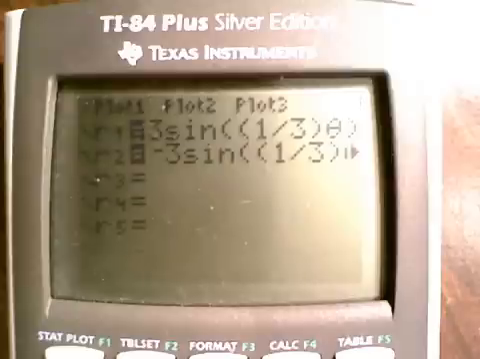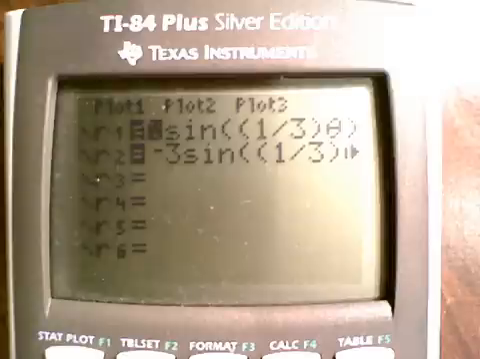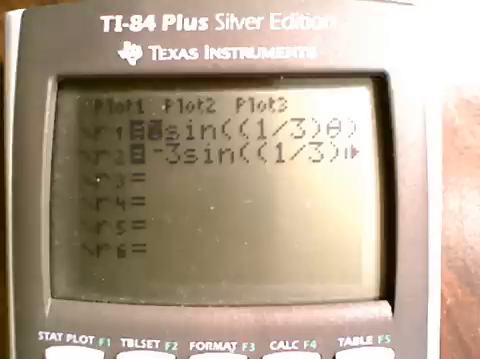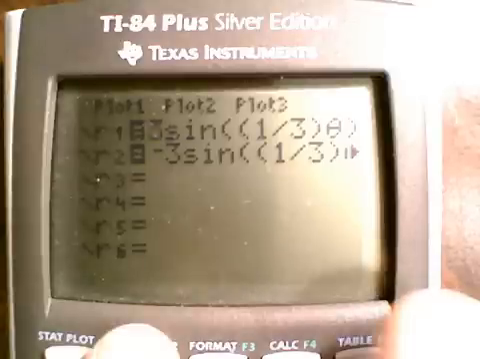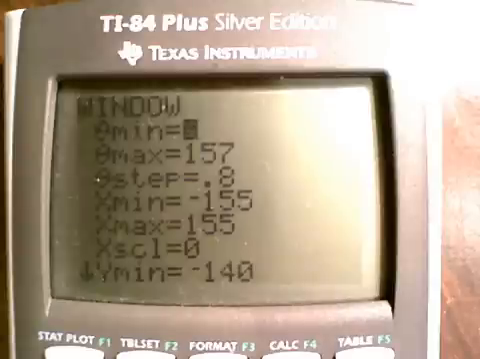And if I went too fast, my apologies. So you can see the two functions there: 3 times the sine of 1/3 theta, and negative 3 times the sine of 1/3 theta. The 1/3 theta is inside the parentheses. Okay, so then again, adjust your viewing window.